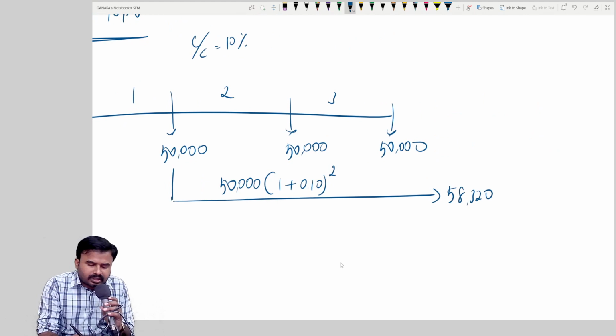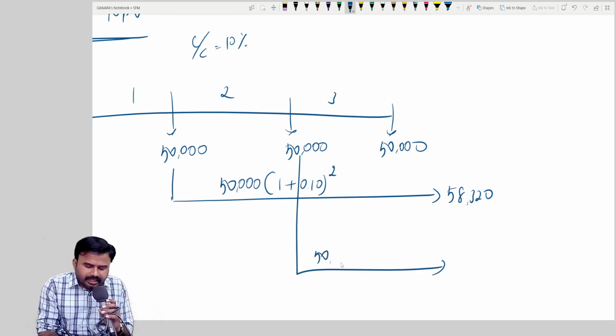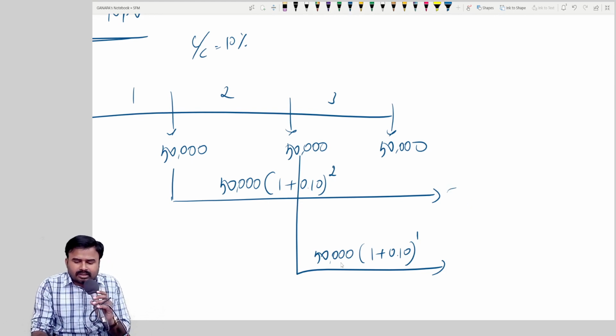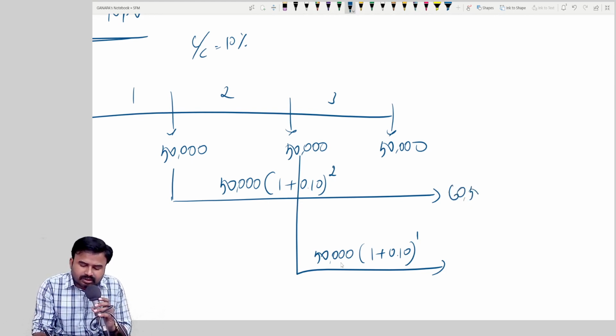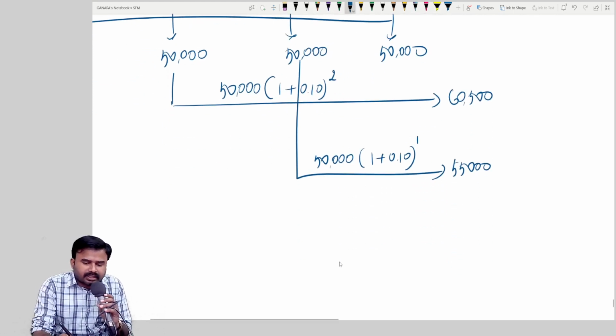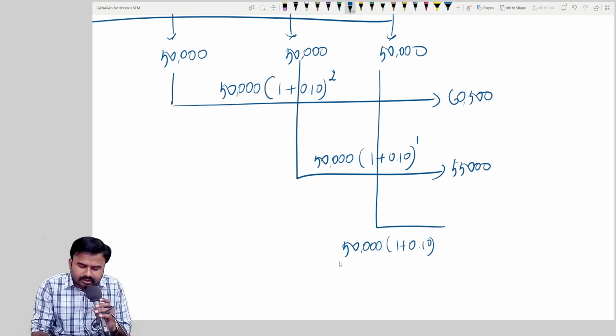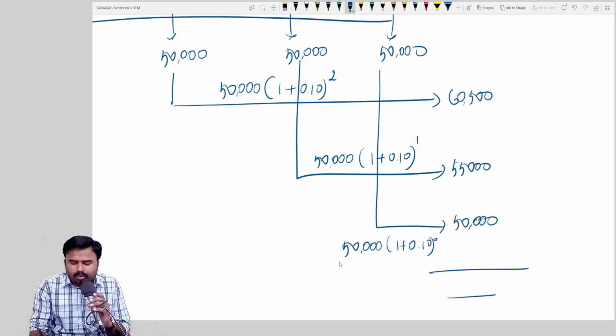58,000. And this second year inflow, again at cost of capital, 50,000 into 1 plus 0.10 whole to the power of 1. That's okay, no issue. 60,000. Then this is 55,000. Then third year running inflow, 50,000 into 1 plus 0.10 whole to the power of 0. I'll get 50,000 only. Sum up all the numbers. 165.